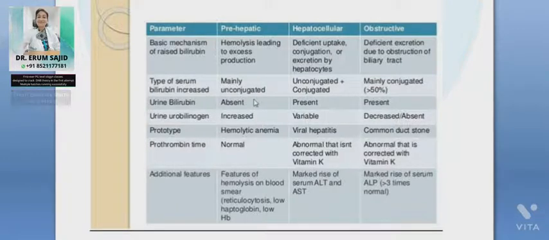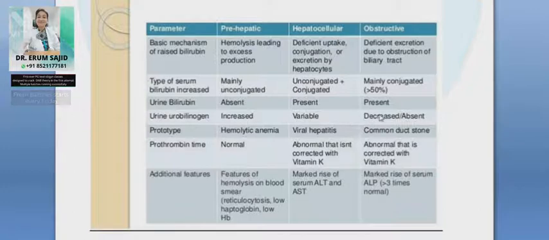In prehepatic, urine bilirubin is going to be absent. Why? Because there's so much unconjugated bilirubin being circulated that it's not necessary that the liver will be able to metabolize all of it, right? So it's going to be secreted out, and urine bilirubin will be absent. Over here, the urine urobilinogen is going to be variable.